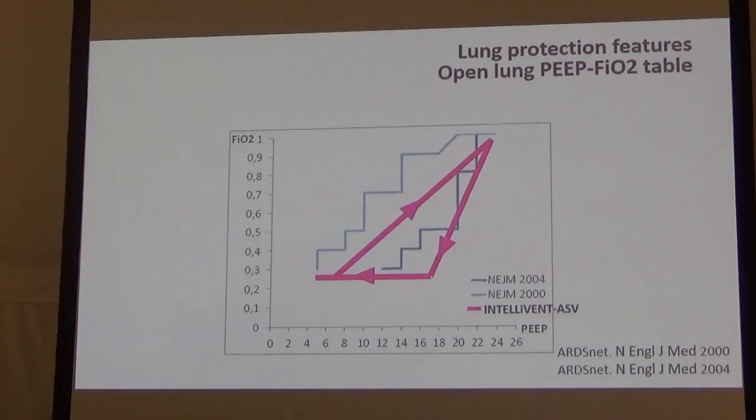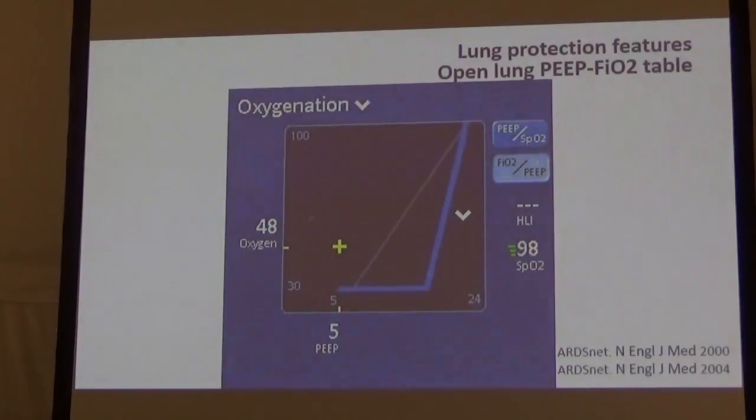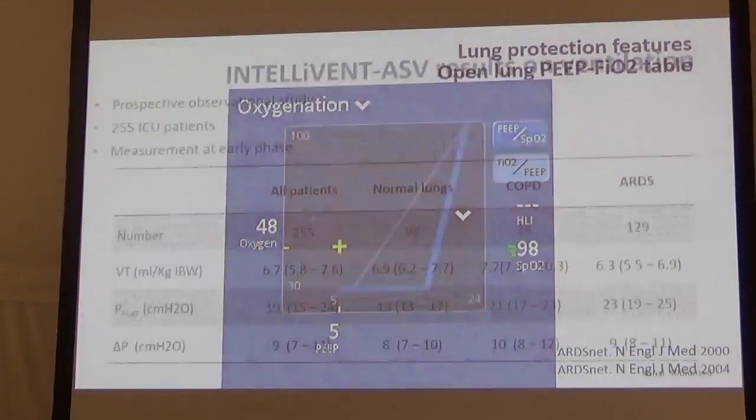INTELLIVENT-ASV uses an asymmetric table, meaning not the same table when we have to increase the treatment, where it uses more or less the low PEEP FiO2 table, and when we have to decrease the treatment, where it uses the high PEEP FiO2 table. Meaning when SpO2 is too high, it will decrease first FiO2 and then PEEP. This is the open lung concept. And you can read it on the screen.